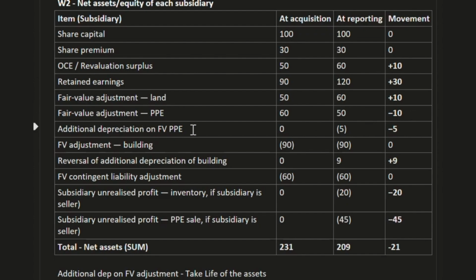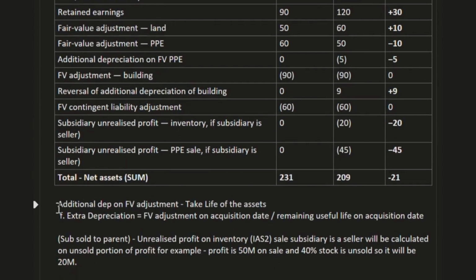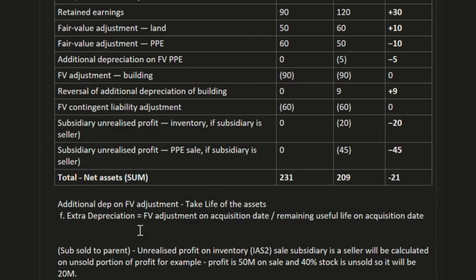Additional depreciation on fair value PPE. Once the fair value of the PPE has increased, we need to charge the additional depreciation. How to calculate additional depreciation on fair value adjustment? Extra depreciation equals the fair value adjustment on acquisition date divided by the remaining useful life on acquisition date. Suppose in the question they say the remaining useful life of the PPE is 12 years. So based on 12 years, we can calculate like this.